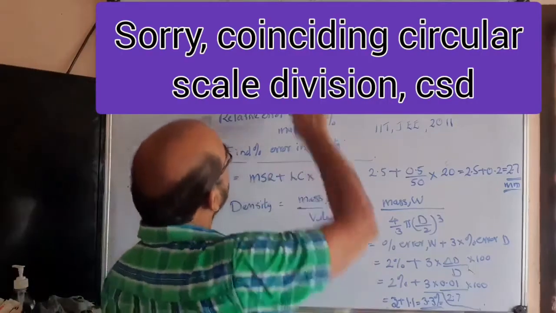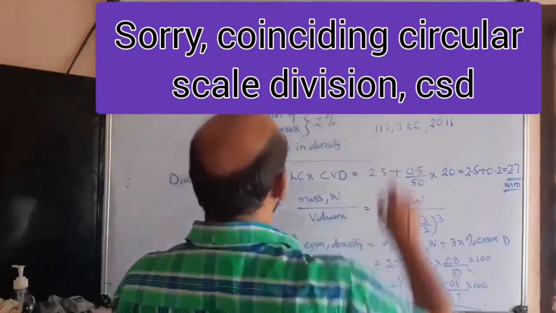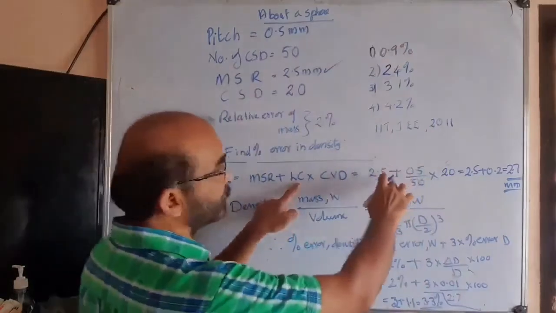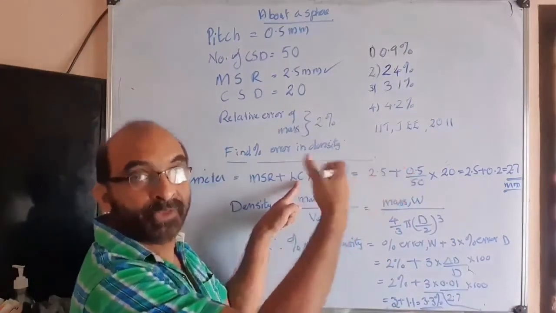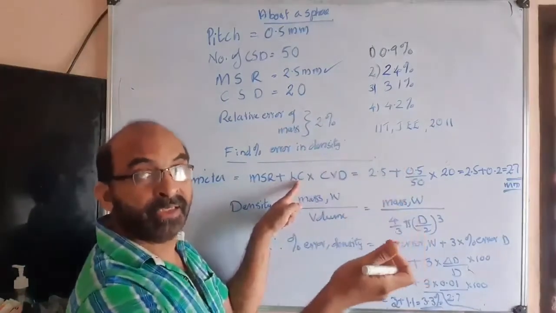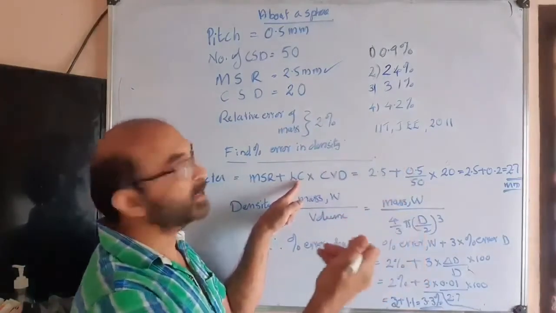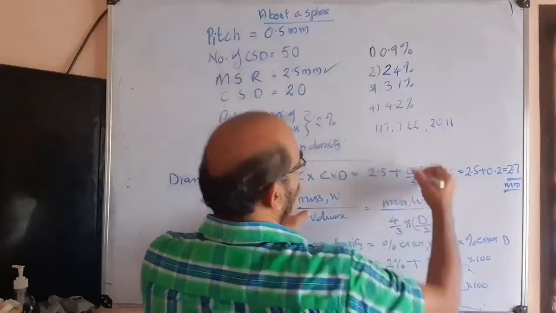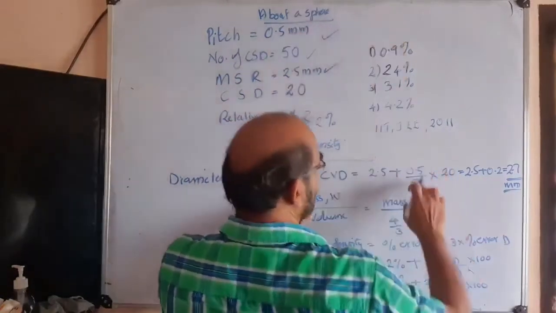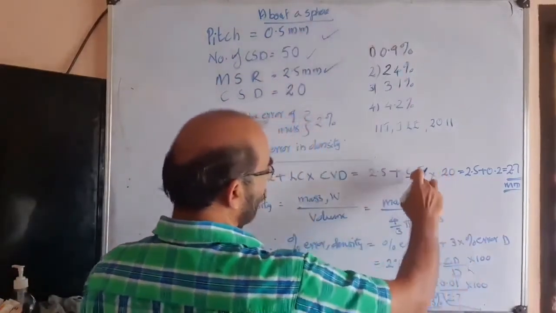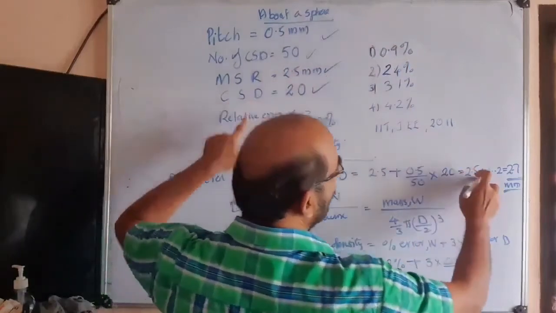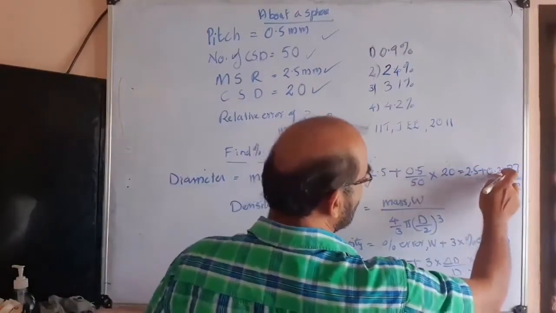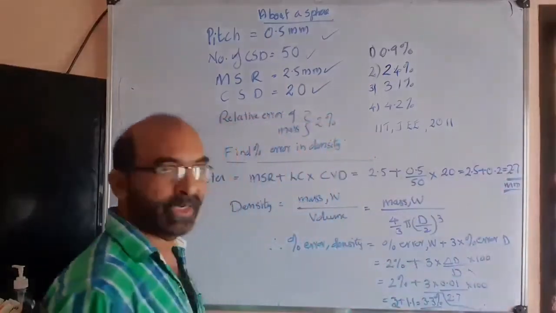Main scale reading is directly given, 2.5 millimeter. Least count, I have substituted only here. I haven't calculated least count separately to save time, which you also have to practice even in entrance examination. You must be saving time. So 0.5 by 50, plus 0.5 by 50 into coinciding circular scale division 20. Then you get 2.5 plus 0.2, 2.7 millimeter is the diameter.